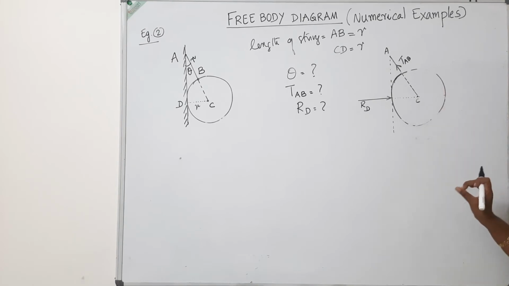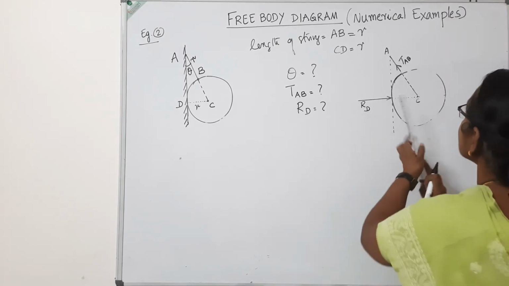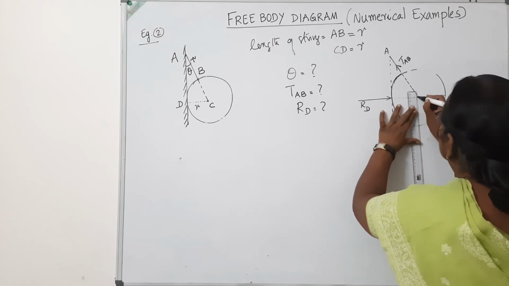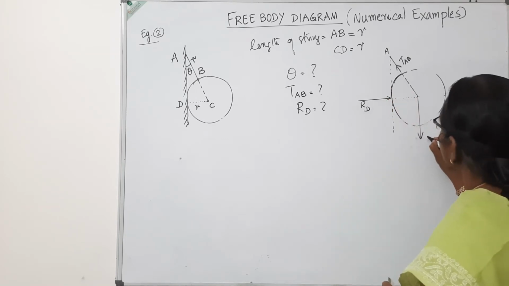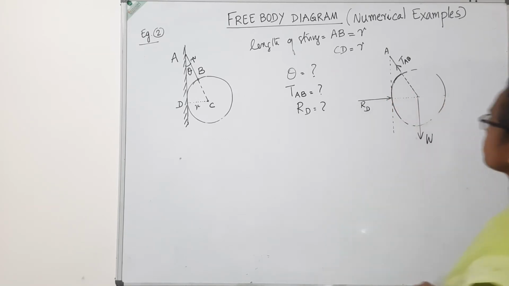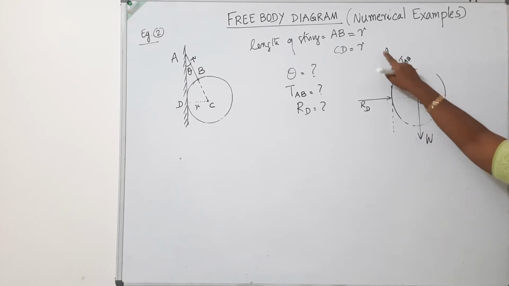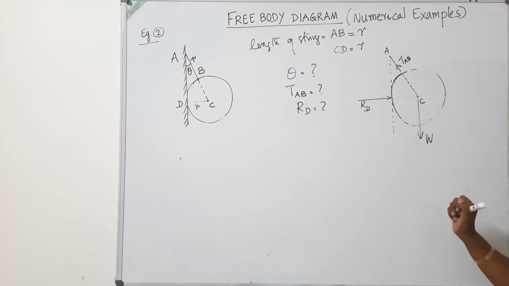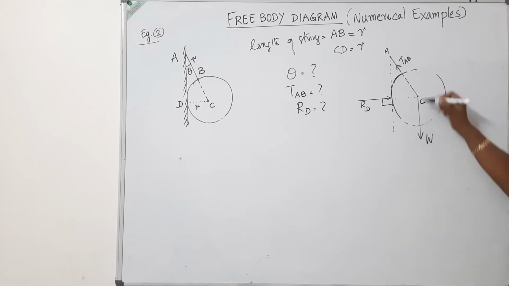Next, any other force? Then we have to first of all mark the weight of the sphere. The weight of the sphere should act from the center downward. The weight should always be acting from the center downward. So at this point C, three forces: tension in the string away from the joint, the contact surface reaction RD towards the center, and it is perpendicular to the surface, and the weight acting vertically downward.